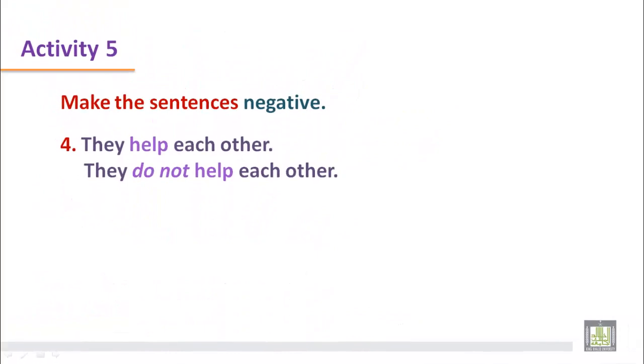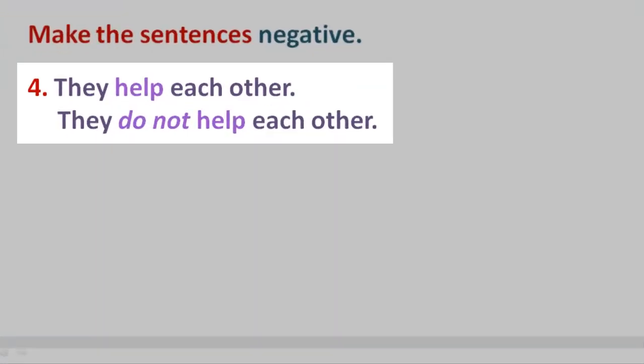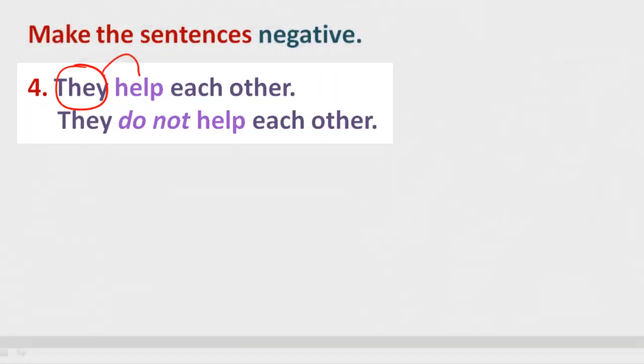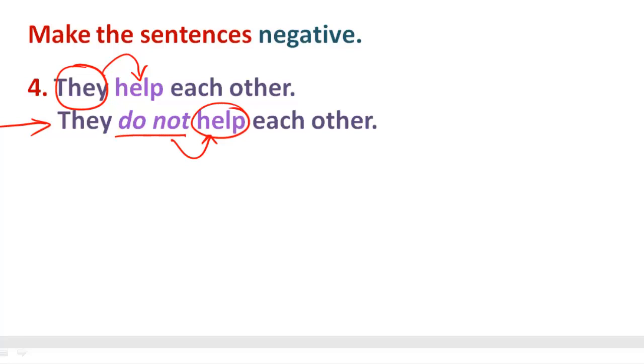Number 4. They help each other. Here the subject is they, third person plural. So the verb is help without any addition of S, ES, or IES. Nothing is added here. So when we make it negative, we have to put do not in front of the base form of the verb help. They do not help each other.